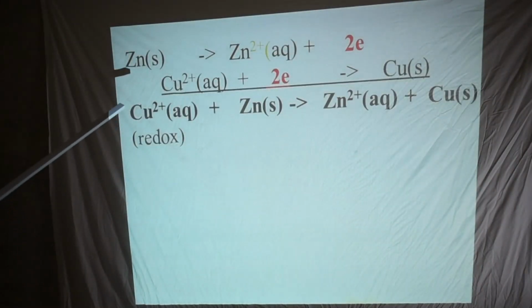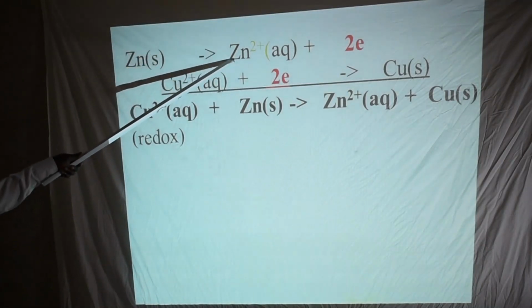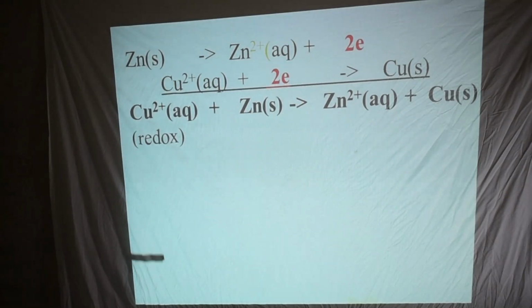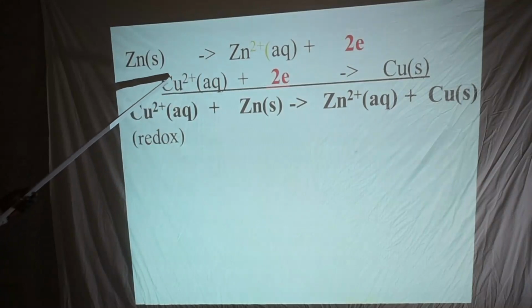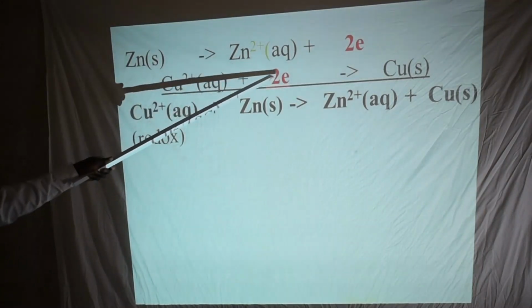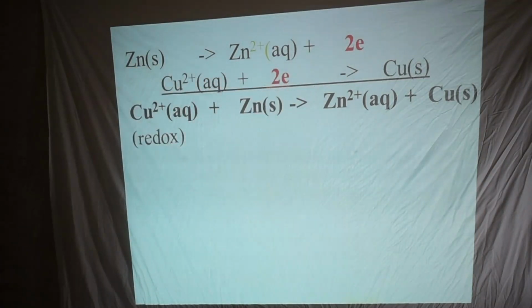Now let's look at this in terms of equation. Zinc is now losing the electrons to become zinc ion. So therefore, when it loses electrons, these are the two lost electrons. Copper will gain the lost electrons, and therefore it renders copper to be a metal.